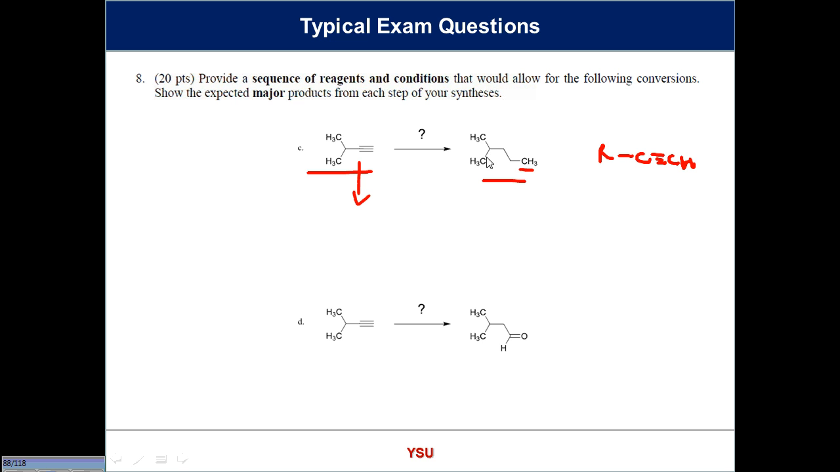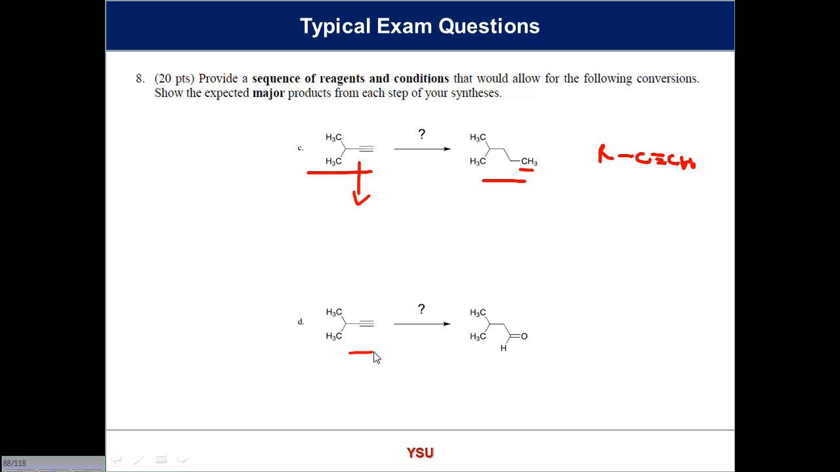Now, that's not what I'm after. I'm after an alkane. Do I care about Lindlar? Do I care about sodium NH3 in this system? Or do I just hit it with H2 Pd? H2 Pd, because that will take it all the way down to the alkane.